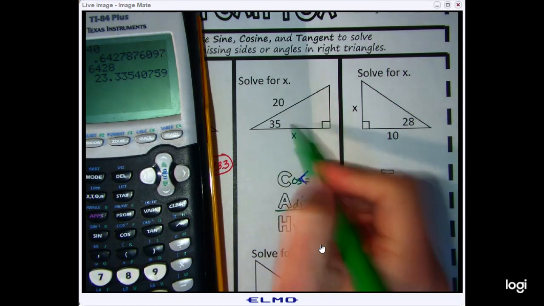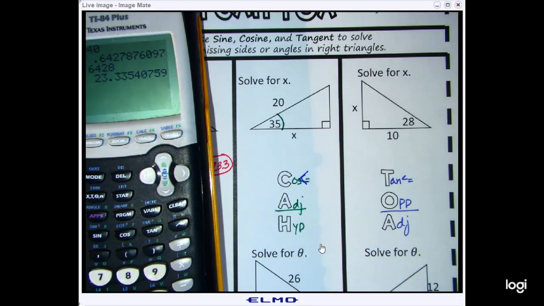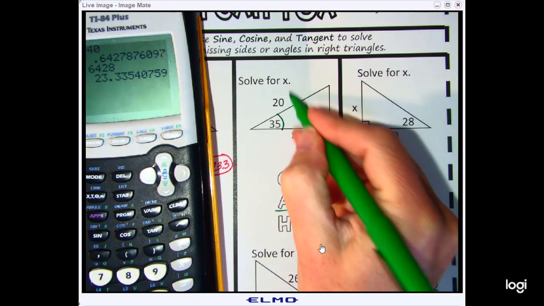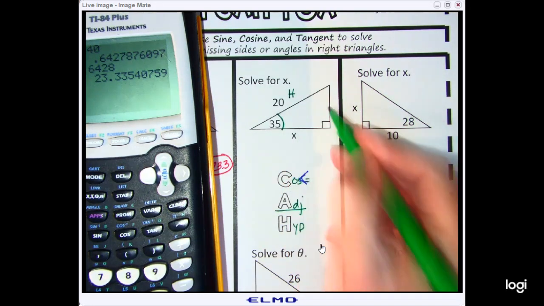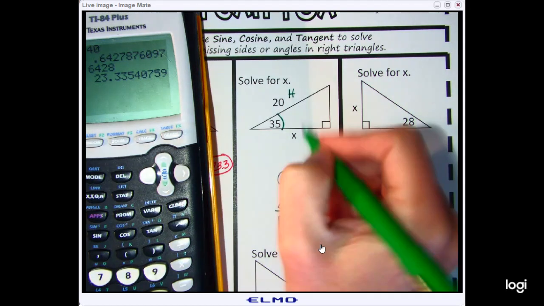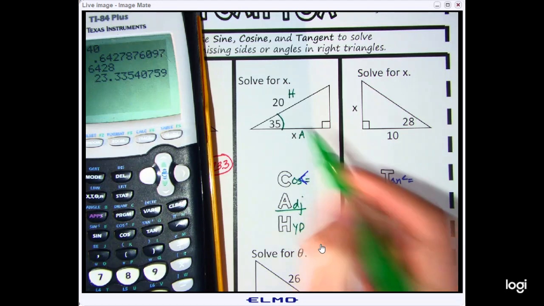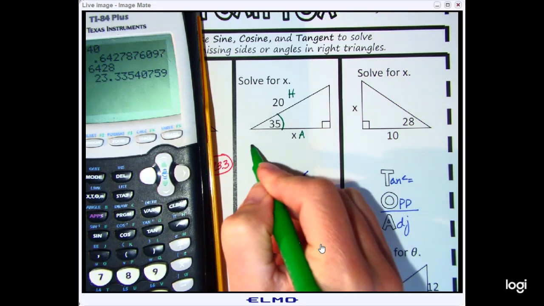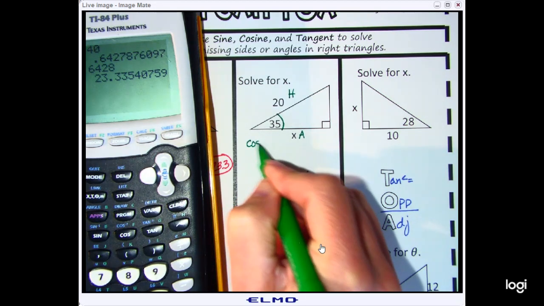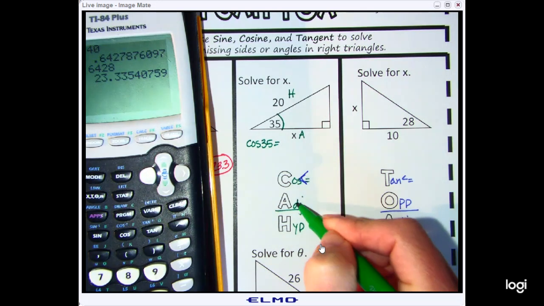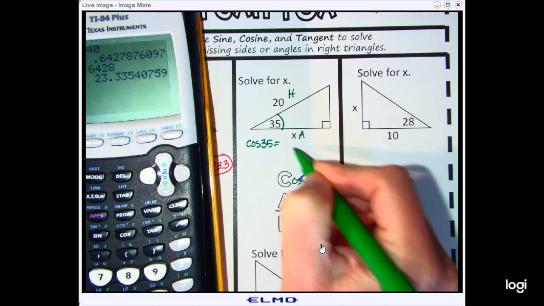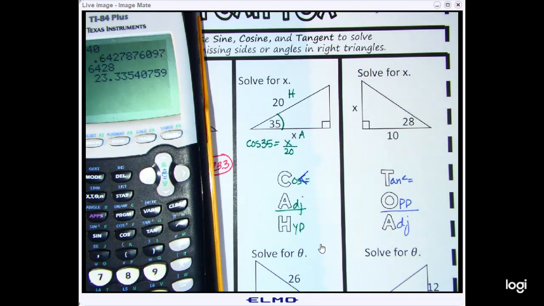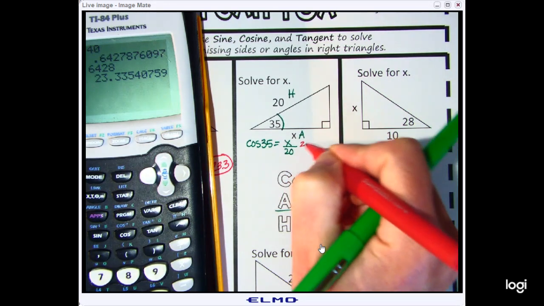Here's my unknown side. Here's my angle. Let's figure out what sides in relation to that angle we have. I know this is the hypotenuse. And is x next to or across from? Well, it's next to your angle, so that means it's adjacent. A and H. So CAH, A and H. Now I can set up my proportions. Cosine of our angle equals adjacent in the numerator, hypotenuse in the denominator. X over 20. I like to solve this similarly. We're going to times both sides by 20.